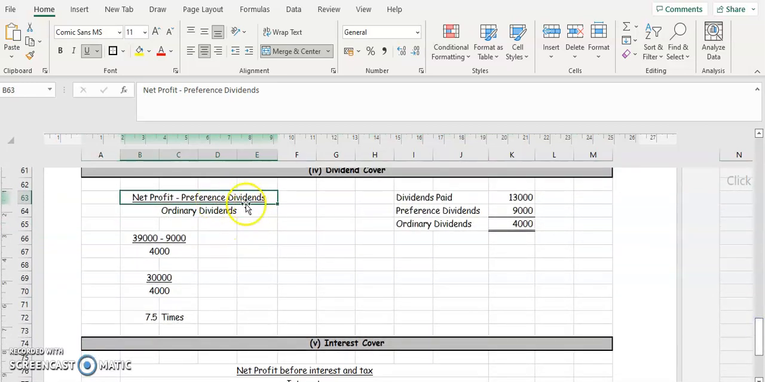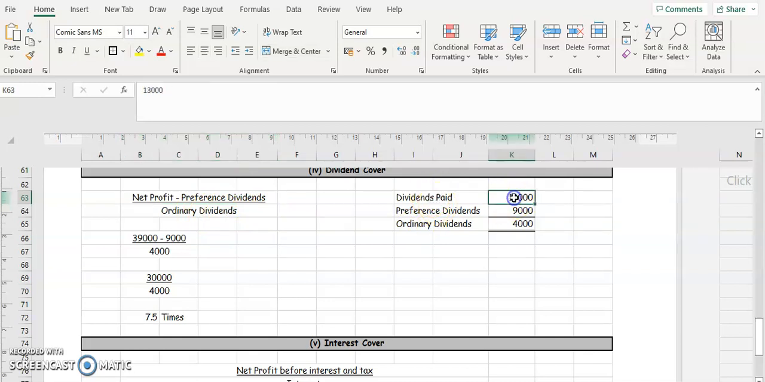We need to calculate what our preference dividends are and our ordinary dividends. So your dividends paid is 13,000, taken from the profit and loss account in the question. Your preference dividend is calculated by finding out the rate of our preference dividends in the balance sheet. So it's 9% of 100,000, multiplied together gives you 9,000.